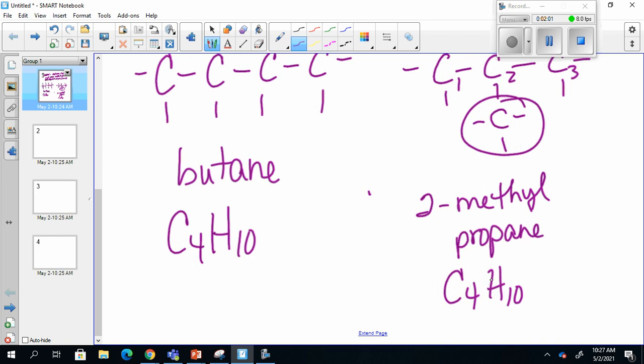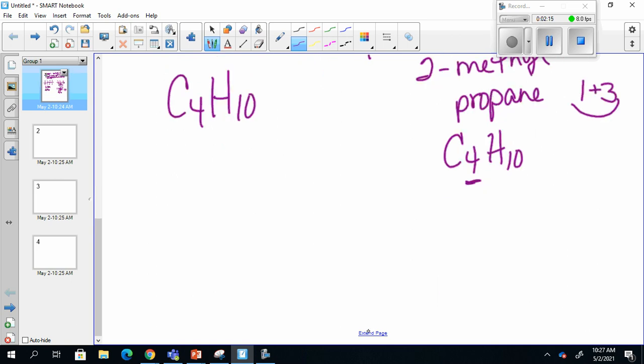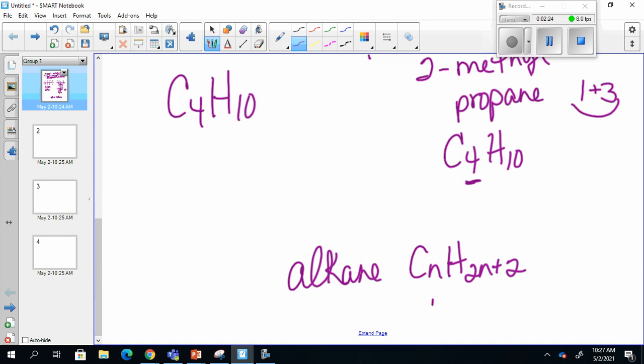And an easy way to do this number thing, especially when you have larger molecules, a methyl is a 1 and a prop is a 3. So that lets you know right away your 4 to put here. And then since they were all single bonds, I follow my formula. Every alkane has the formula CnH2n plus 2. So if this is a 4, this is 2 times 4 plus 2. That's how I got 10.